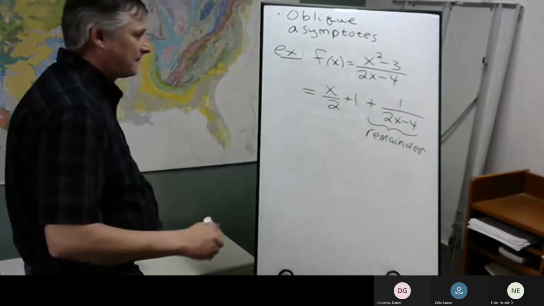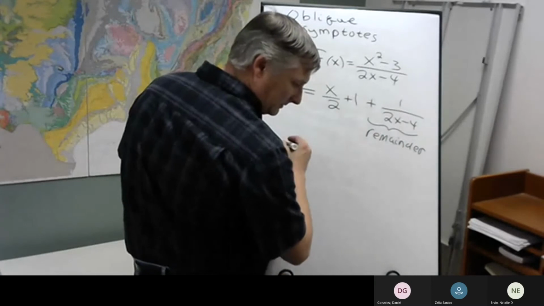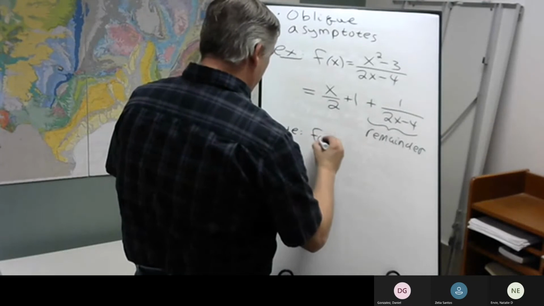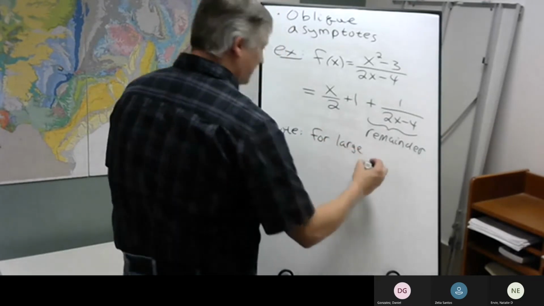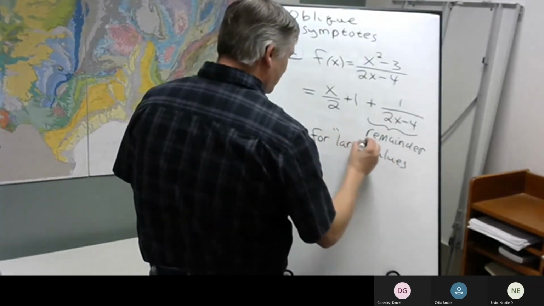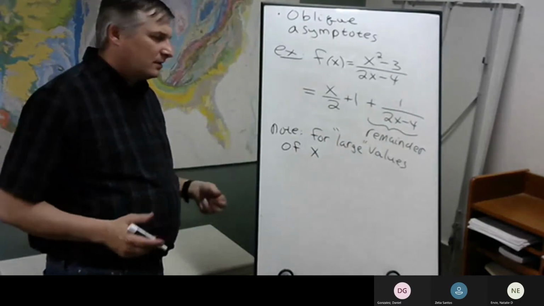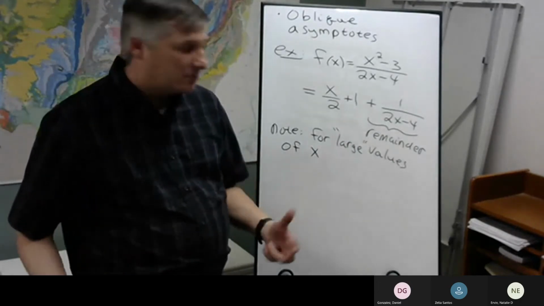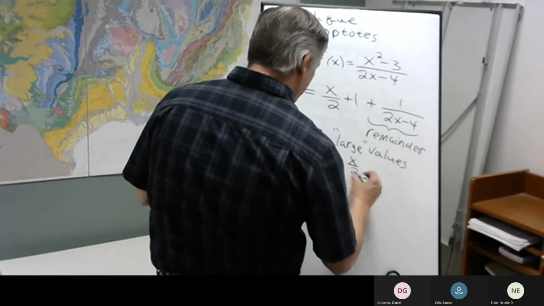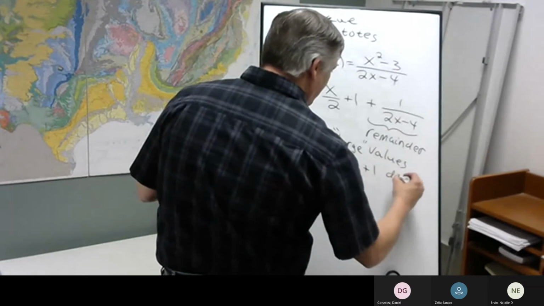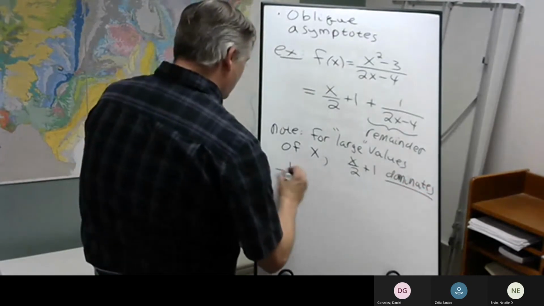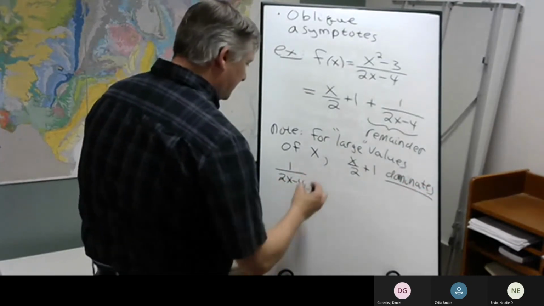So what we're going to do is this. Note for "large" values of x, and let me put large in quotes because I'm going to use the negative side of the x-axis, so we might mean numbers that are large in magnitude, x over 2 plus 1 dominates 1 over 2x minus 4.